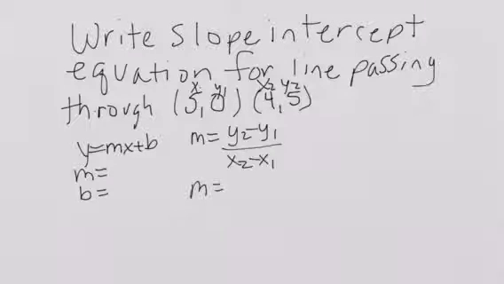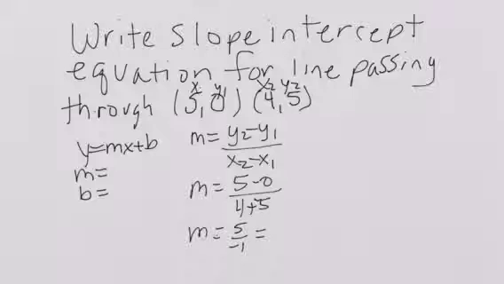m is equal to 5 minus 0 over 4 minus 5. Add a line, change the sign. So m is equal to 5 over -1. Hampton rule says the negative is going to be on the top, so it's going to be -5 over 1, which is going to be our slope.